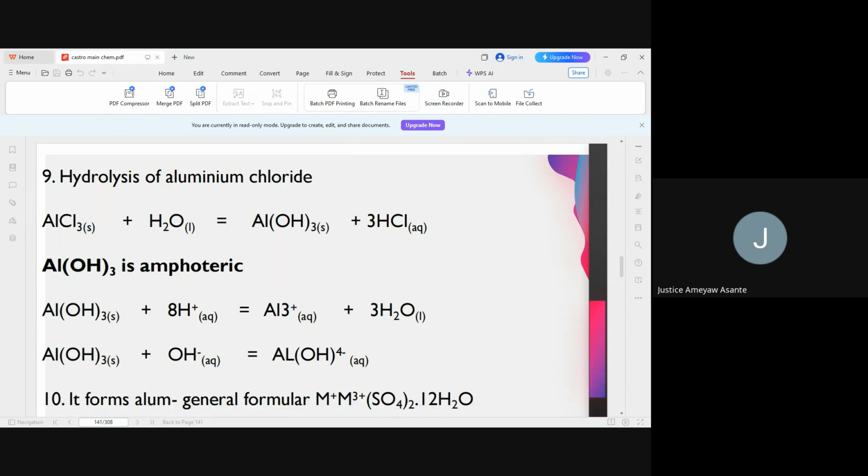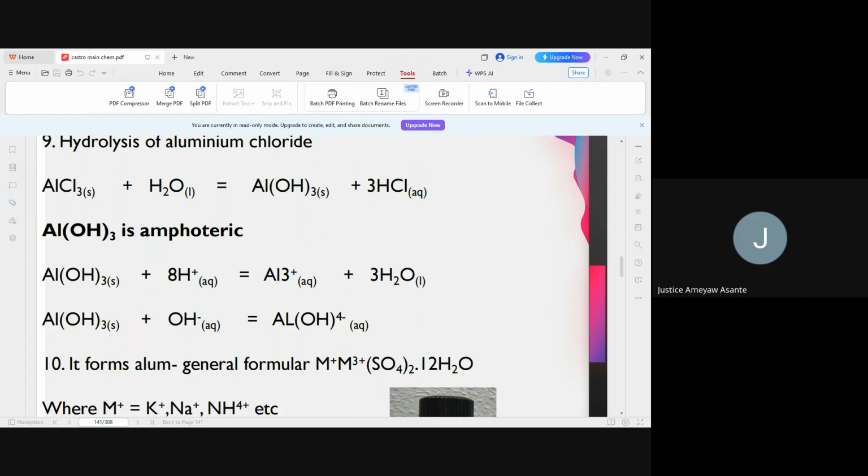Hydrolysis of aluminum chloride. Aluminum chloride is very soluble in water. So when you have aluminum chloride, you put it in water, you form your aluminum hydroxide, which is solid, and the aqueous species, which is aqueous. Means when you have aluminum, you can dissolve it in HCl, and that will produce hydrogen gas.